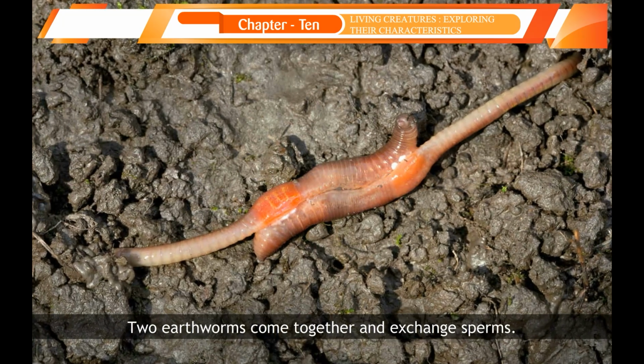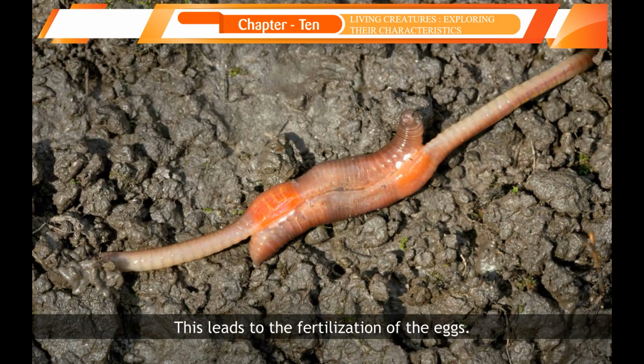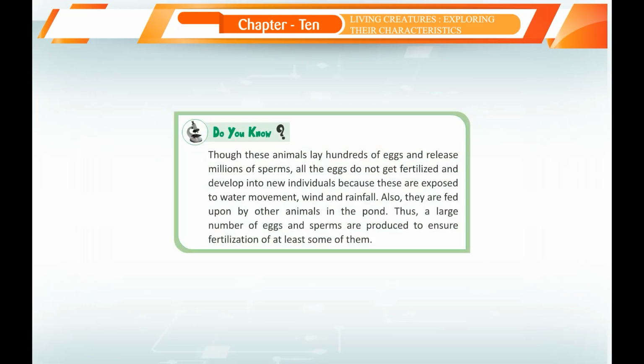Two earthworms come together and exchange sperms. This leads to the fertilization of the eggs. Do you know, though these animals lay hundreds of eggs and release millions of sperms, all the eggs do not get fertilized and develop into new individuals because these are exposed to water movement, wind, and rainfall. Also, they are fed upon by other animals in the pond. Thus, a large number of eggs and sperms are produced to ensure fertilization of at least some of them.